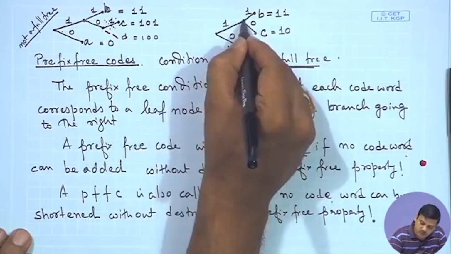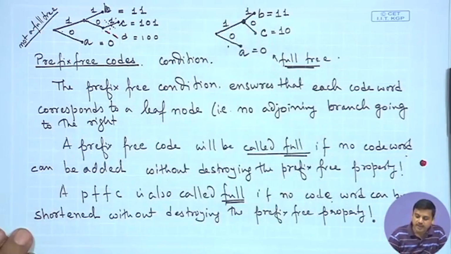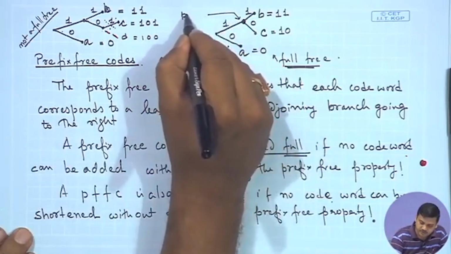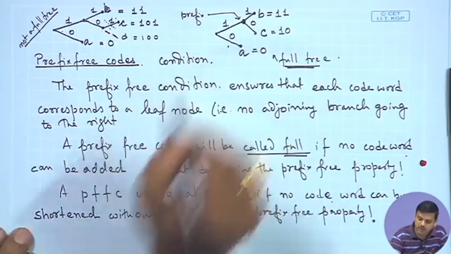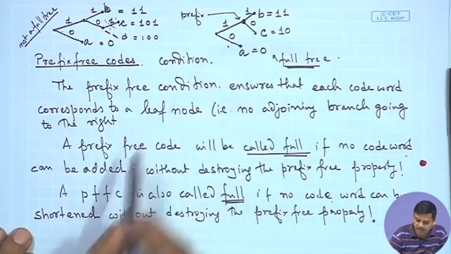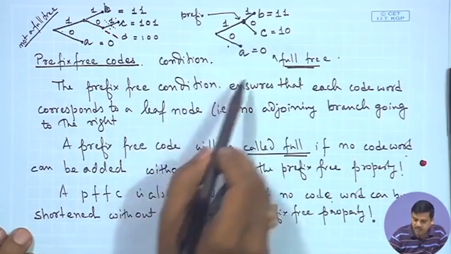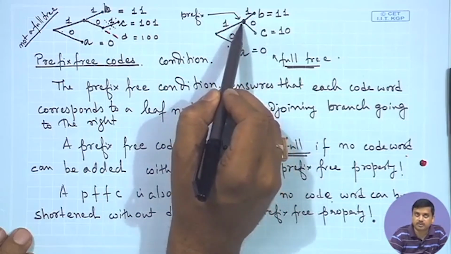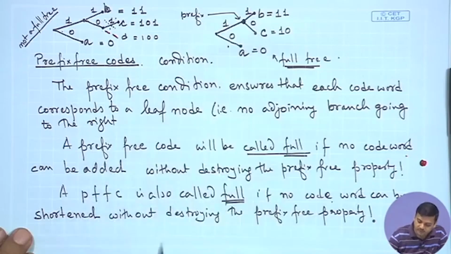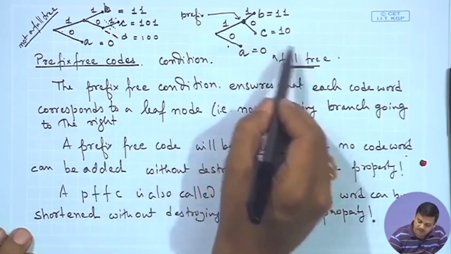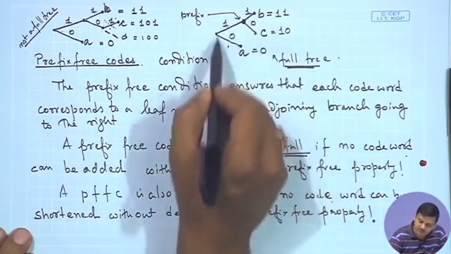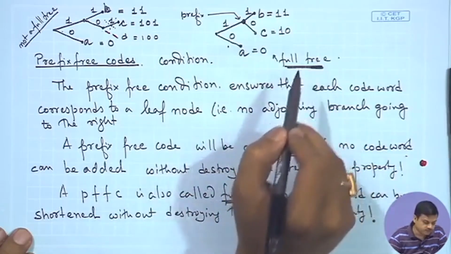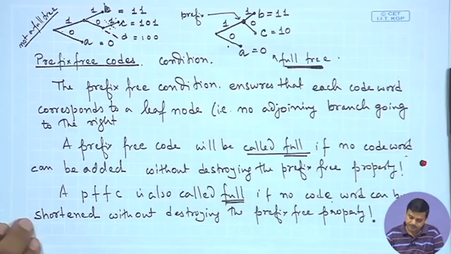When I make it 1, it is an intermediary node and every intermediary node is a prefix. So, this point is a prefix, only leaf nodes are code words. That means I cannot add in this condition and I cannot shorten in this condition. B if I shorten, it becomes an intermediary node, C if I shorten, it becomes an intermediary node. So, if I do any of these things, the prefix free property does not hold, and then I can say that the tree is full. Now, this is very important.